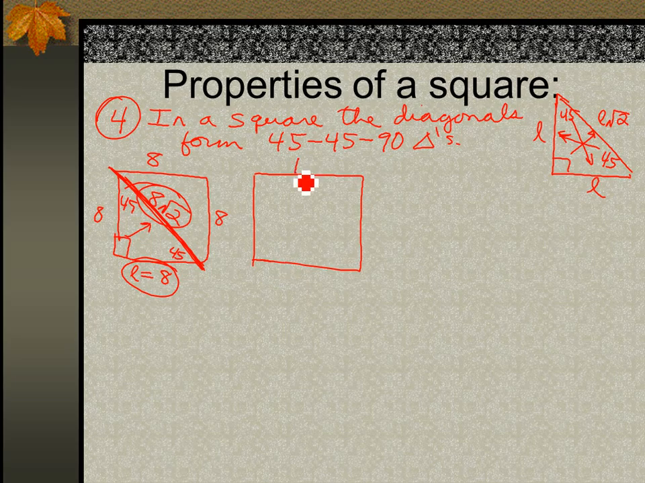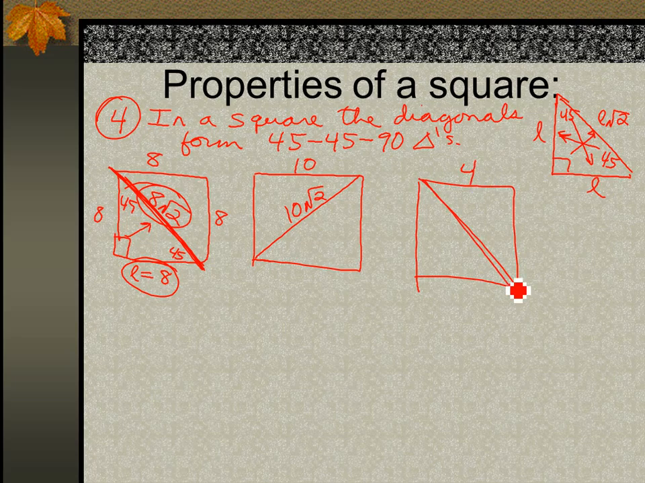What if I give you this? What if I give you that? That's a square and that side's 10. How long is that diagonal? 10 radical 2. What if I give you this square? Everybody watching, I guarantee there's one of these on the next test. I give you this square and I tell you this side's 4. How long is that diagonal? 4 radical 2. Give you this square, tell you the length of this side is 7. 7 radical 2 is the length of the diagonal.